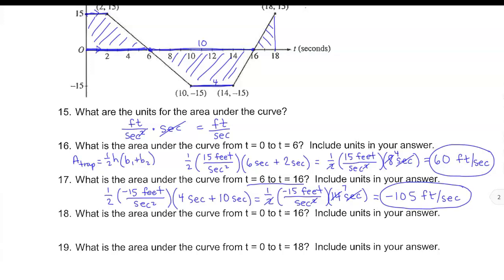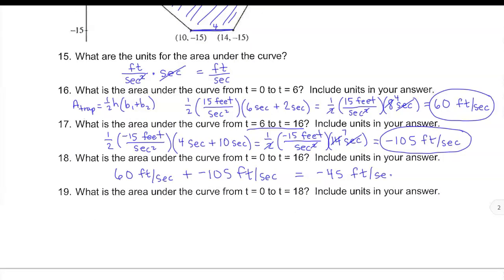To determine the area of the curve from t equals 0 to t equals 16 is just adding the two numbers together in the previous two problems. From 0 to 6, we had 60 feet per second, and from 6 to 16, we had negative 105 feet per second. So we just need to add those together, which gives us negative 45 feet per second.